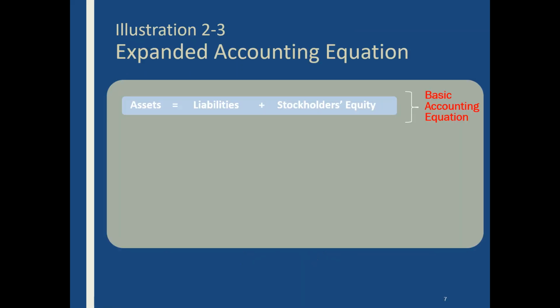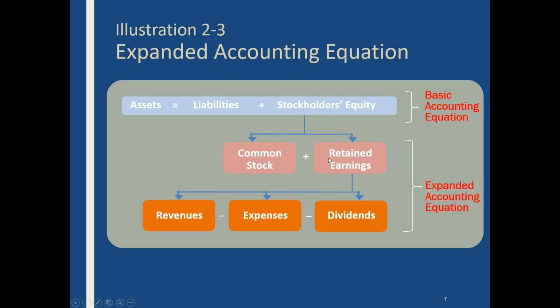Expanding this accounting equation, we have a couple of things under the stockholders' equity that I'm going to take a little deeper dive into. Stockholders' equity is really what the owners of the company have their claim to. We have common stock, just like you may own common stock in the stock market, and then we have retained earnings. Retained earnings, I'll get into a little bit further.